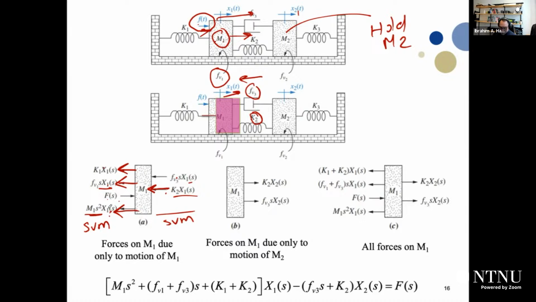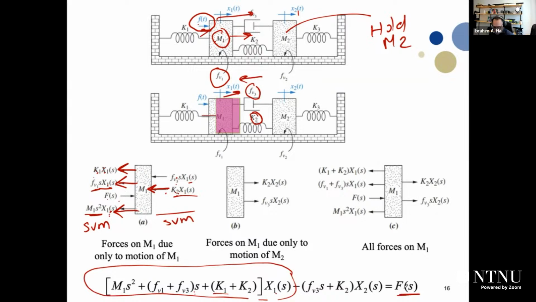So it will be M1 S squared X1 of S plus FV1 plus FV3 S X1 of S. So it will be like this one, FV1 plus FV3 S multiplied by X1 of S. Plus, we have here K1 plus K2, K1 plus K2 X of S. Yeah, this one. So in fact, these are the forces. These forces equal F of S.